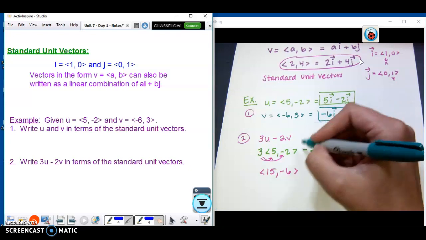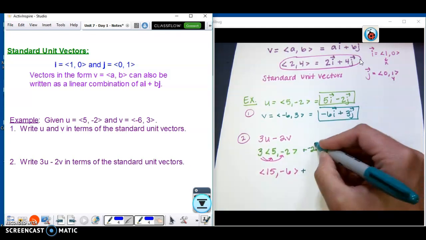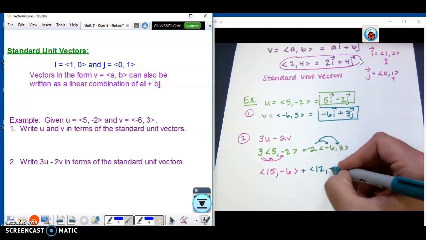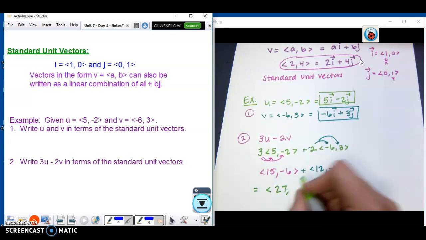Also remember, I like to change this to addition and make it negative 2. That way I can make this plus and I can distribute in a negative 2. So that would make this positive 12 and negative 6. So now I can add these two vectors together. So 15 plus 12 will give me 27. Negative 6 plus negative 6 will give me negative 12.